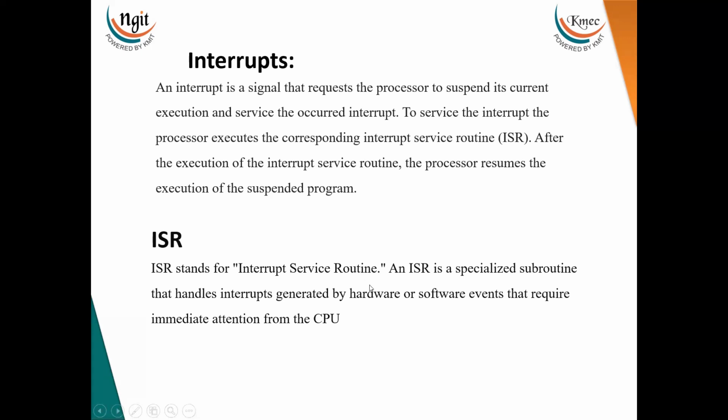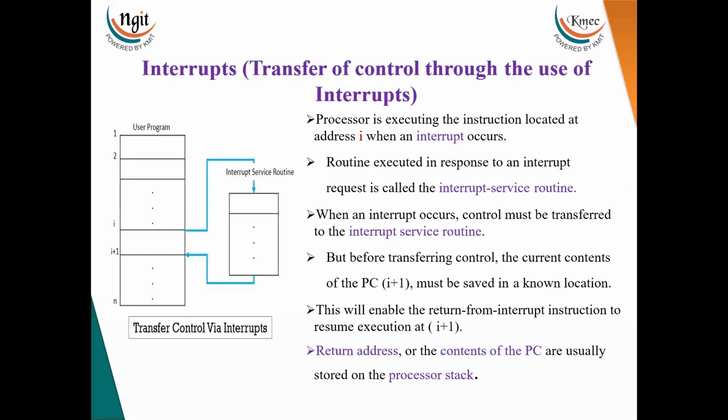Now here, hardware and software. Hardware means what? IO devices. When the IO devices are requesting a processor to attend, then it is called a hardware interrupt. Software interrupts we will discuss later in the forward lectures. Now what happens when the interrupt occurs, that we will see here.